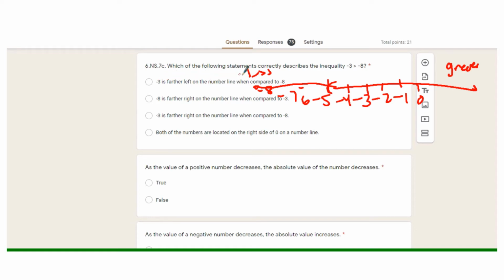So if we look at these numbers here, negative 3 is right here, negative 8 is right here. Negative 3 is actually further right, so we're going to eliminate the first option, which says negative 3 is further left. This is the right side, and this is the left side. Negative 8 is actually further left when compared to negative 3, so you're going to eliminate that one as well. The next one, negative 3 is further right on the number line when compared to negative 8. Negative 3 is right here, and it is further right when compared to negative 8.